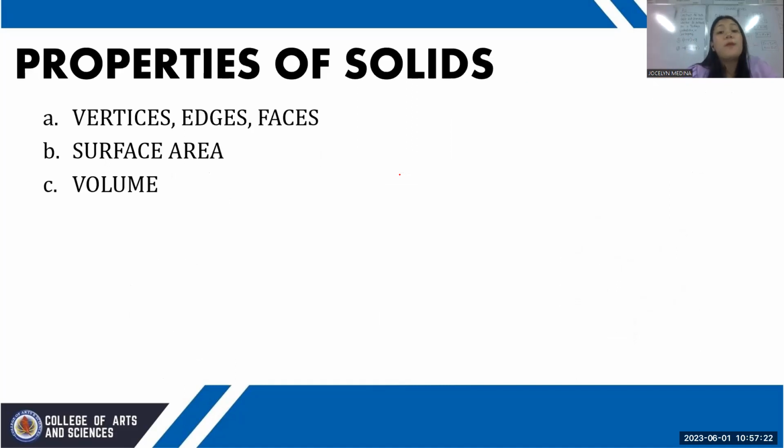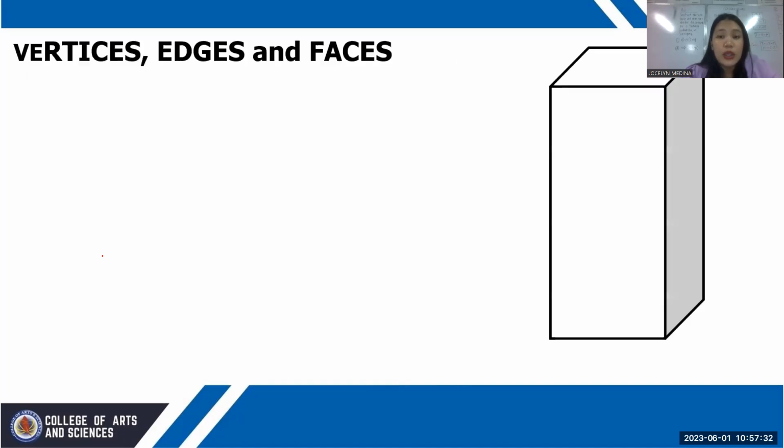Now let's have your properties. Earlier we had area and perimeter, now we have surface area and volume. So first, let's talk about your vertices, edges, and faces.